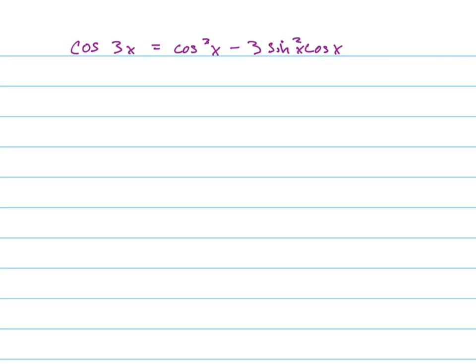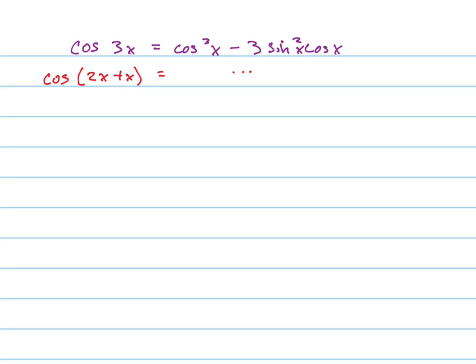All right, here's a good trig identity problem. Notice that this says cosine 3x. My intuition is that I'm going to use the cosine 2x formula. So I'm going to rewrite this as the cosine of 2x plus x equals, and then we're just going to leave this thing right here.